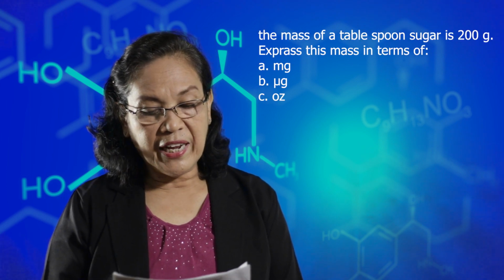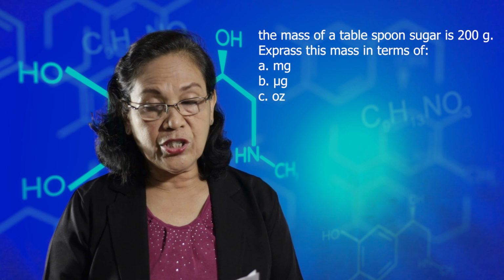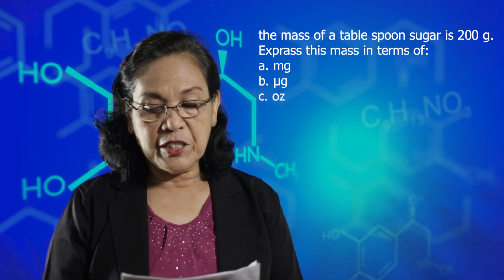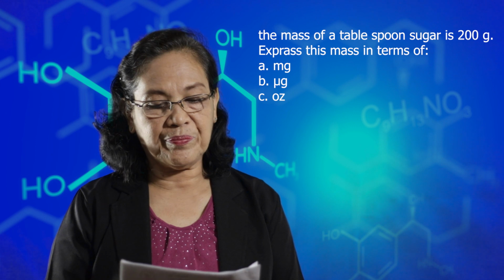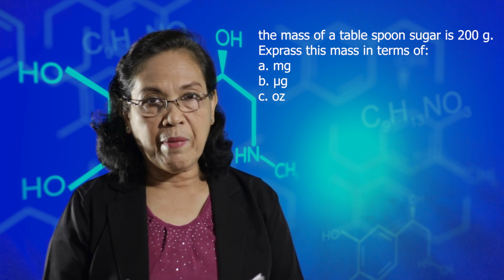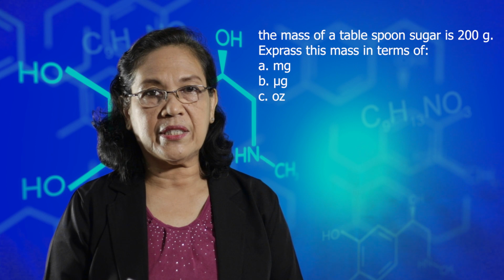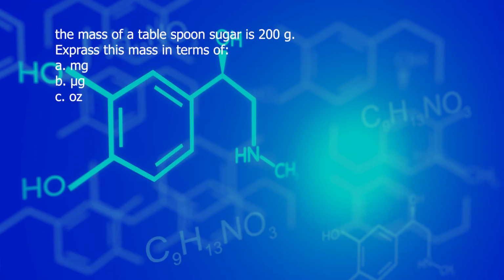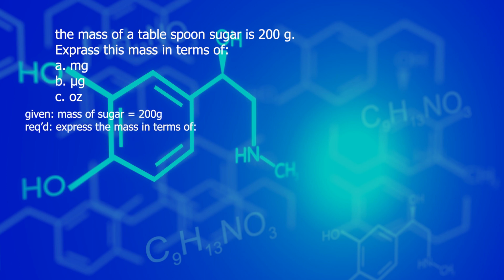Problem number 1. The mass of a tablespoon of sugar is 200 grams. Express this mass in terms of milligram, microgram, and ounces. For problem number 1, it gives us that the mass of the tablespoon of sugar is 200 grams. And we are asked to express this in terms of milligrams, microgram, and ounces.